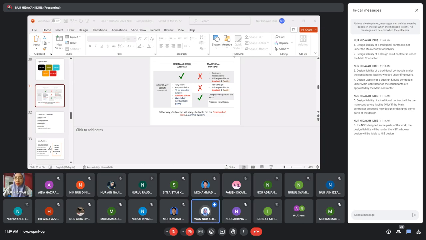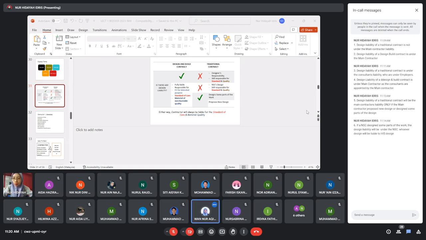Design liability of a traditional contract is not under the main contractor's liability because the design is under the consultant's responsibility. Okay. And then the second one, the main contractor is true.